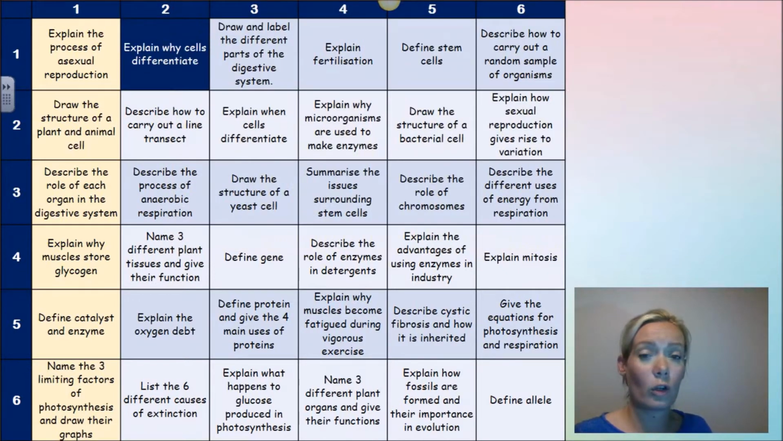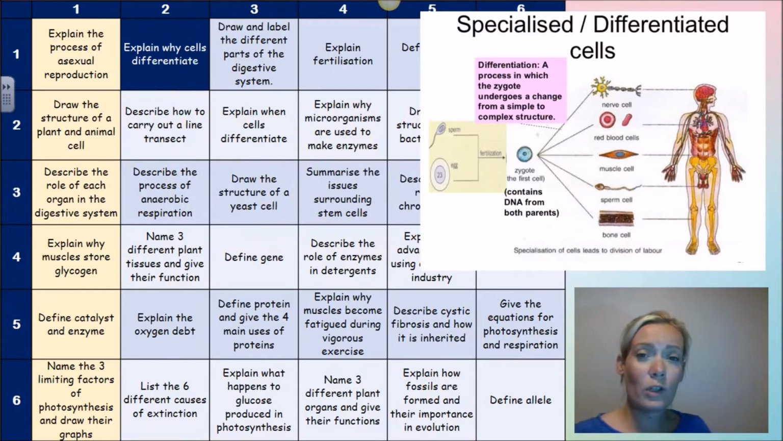Right, onto the second column. This one is then explain why cells differentiate. Cells differentiate to become different cells. So we start with a ball of stem cells and they differentiate and become different. So like I said in the revision video before, you are all stem cells. You are going to become different when you leave school, college, university. You're going to get jobs. At the minute you do not have jobs, you don't have a role, you're stem cells.